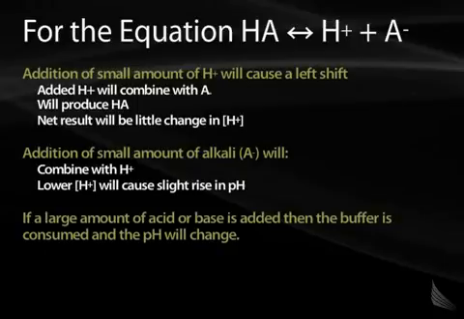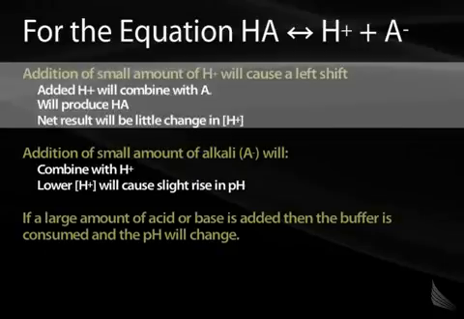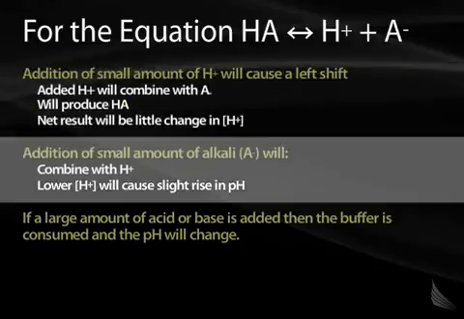Let's walk through in a little more detail how buffers work. Addition of a small amount of hydrogen will cause a left shift of the reaction outlined above. The added hydrogen will combine with the conjugate base and will produce the original weak acid. The net result will be a small change in the actual concentration of hydrogen ion. Similarly, the addition of a small amount of alkali, the anion, will combine with hydrogen and form the weak acid. Once again, there will be a little change in the free concentration of hydrogen.